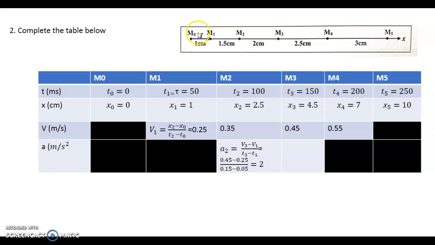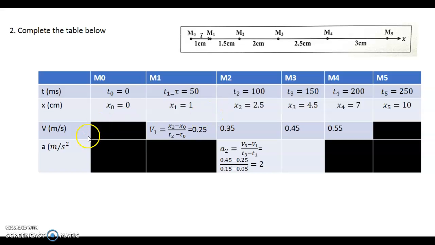It happened here that M0 is coincident with the origin, so it started moving from the origin of the reference. Okay, but actually we refer to the origin of the axis. So M2 with respect to the origin of the axis is 1 plus 1.5, it's 2.5. M3: 1 plus 1.5 plus 2 is 2.5 plus 2, 4.5, and so on. We continue this way to find x2, x3, x4, x5.